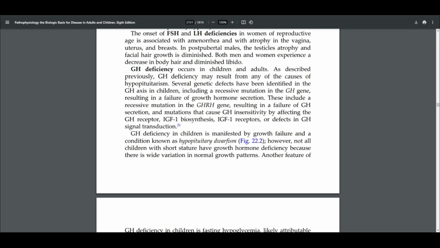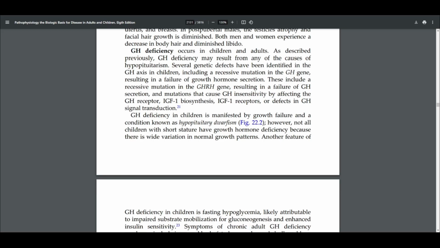In postpubertal males, the testicles atrophy and facial hair growth is diminished. Both men and women experience a decrease in body hair and diminished libido. Growth hormone deficiency occurs in children and adults. As described previously, growth hormone deficiency may result from any of the causes of hypopituitarism.